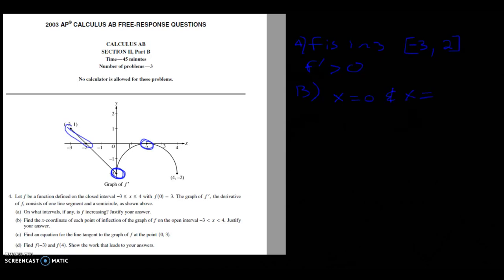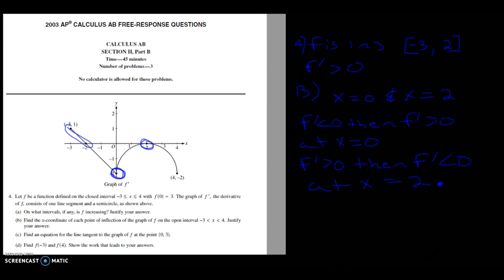and x equals 2. The reason is f prime changes from less than 0 to greater than 0 at x equals 0. Also, f prime changes from greater than 0 to less than 0 at x equals 2.